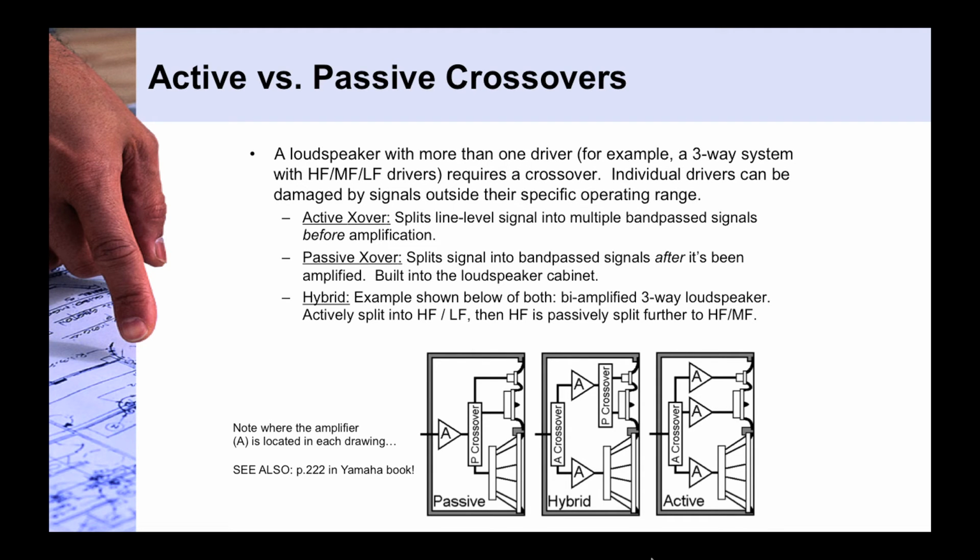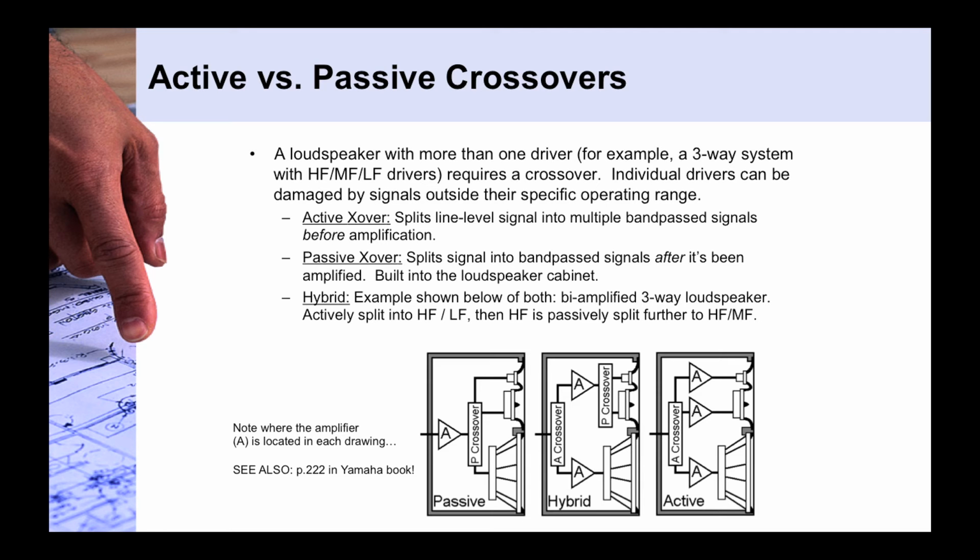Crossovers are divided into two distinct categories of active or passive. In a multiple driver loudspeaker system that has separate drivers for a high frequency, mid frequency, and a low frequency, as in the case here, you see there's a high, a mid, and a low driver in this one loudspeaker system. There has to be a way to split the incoming full range signal into each component's parts that it's optimized for. For example, if this driver up here can only handle, say, 5,000 hertz to 20,000 hertz, you don't want to be sending it low frequency 20 hertz signals.